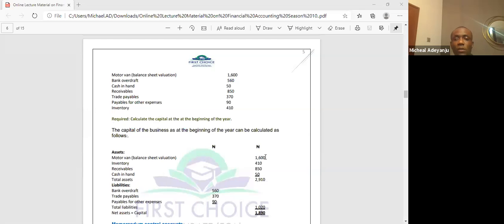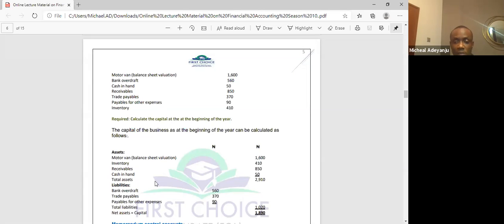So we have motor van, bank overdraft liability, motor van assets, cash in hand assets, receivable assets, trade payable liability, payable to other expense liability, and inventory assets. So we have two line items in particular, assets and liability. And we need to determine our opening balance. By the time we merge all assets together, how much is it going to be giving us?